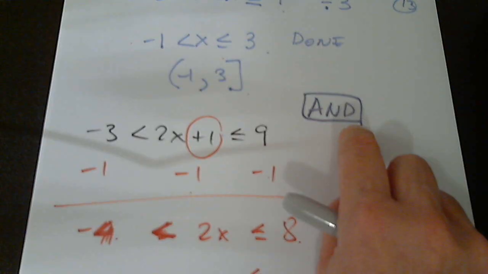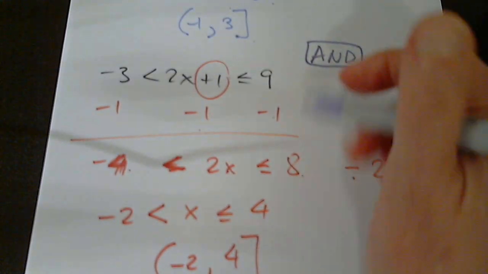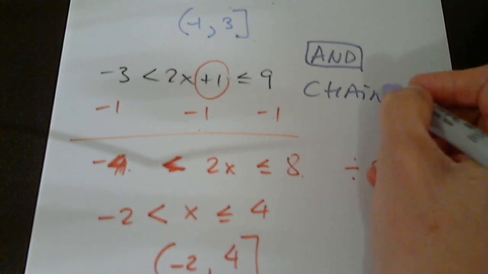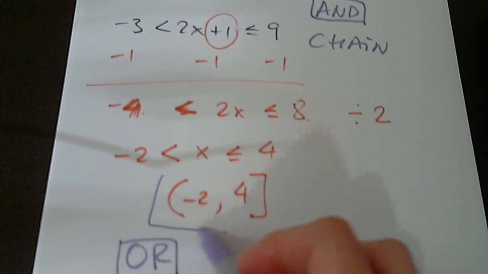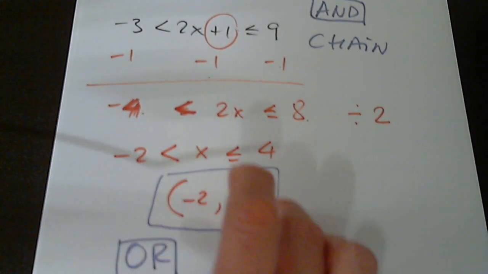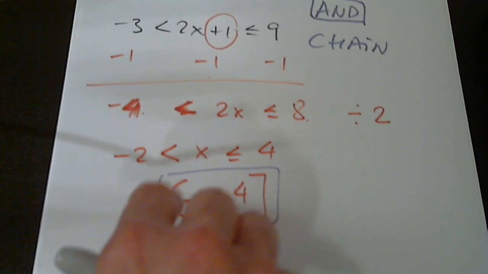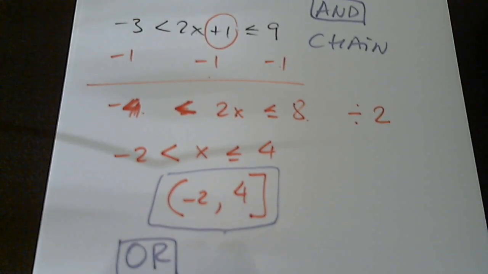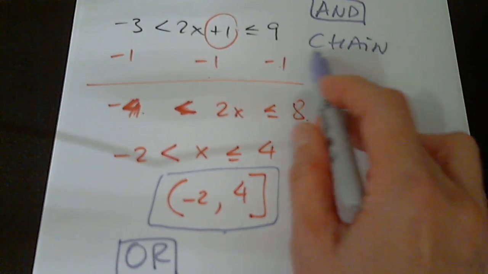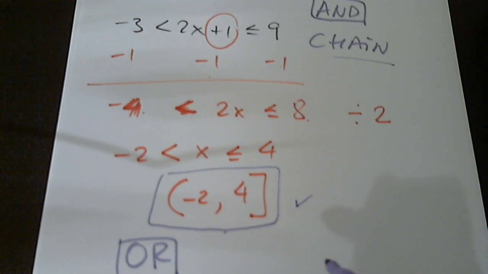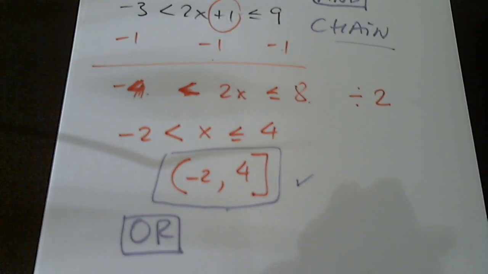That's an and, and we solve it as a chain. We will always get an answer like this: maybe parenthesis, parenthesis, or parenthesis, bracket, maybe bracket, parenthesis, or bracket, bracket. It doesn't matter. The and, or the chain if you want, will always look like this. Now what does this or mean?